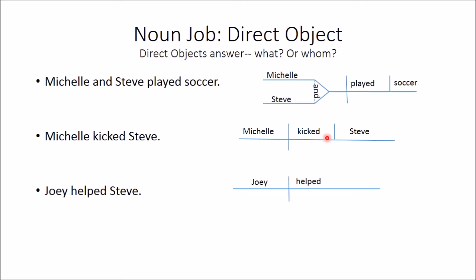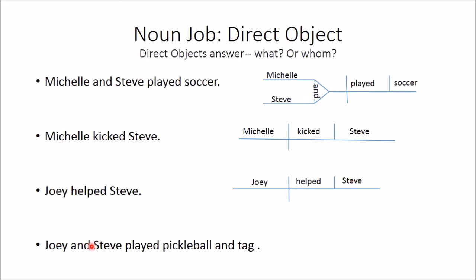Joey's doing the action, so Joey's the subject. What is he doing? He's helping. And whom is he helping? That's the other direct object question, what or whom? Joey helped Steve. Okay, again, doing the action is Joey, receiving the action is Steve. So Joey and Steve decided to play kickball and tag. So Joey and Steve played kickball and tag.